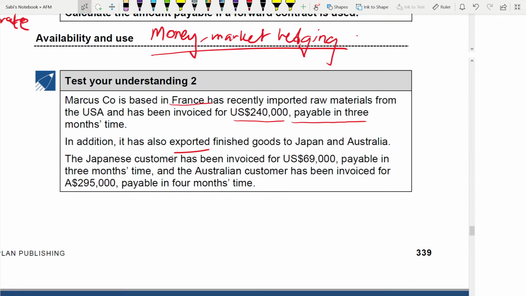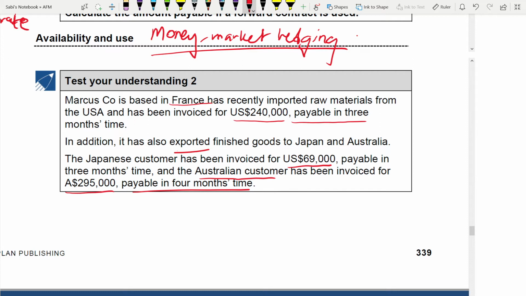The Japanese customer has been invoiced for this much, which means you are receiving this much. You have to pay 240,000, but you're receiving this much, payable in the same 3 months' time. An Australian customer has been invoiced for this one, payable in 4 months' time. Three different transactions have been given: one foreign payment, one foreign receipt, and one more foreign receipt, because he's in France.